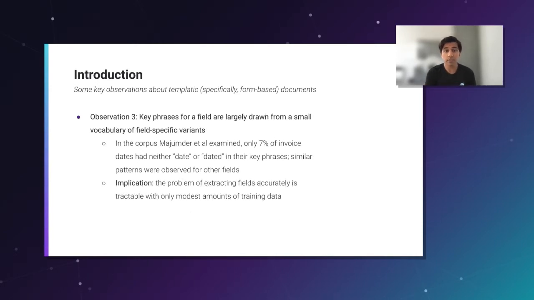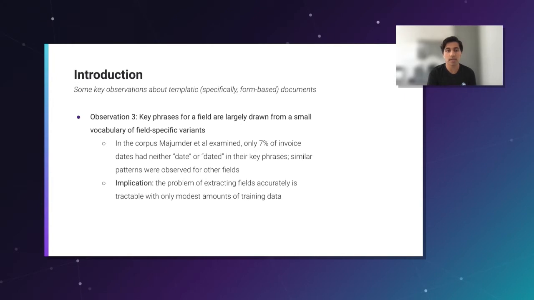And the last observation is that key phrases for a field are largely drawn from small vocabularies of field-specific variants. What this means, and this is actually probably the most important observation, is that while it's hard to generalize to out-of-distribution templates, so if you look at a small subset of invoice templates, can we generalize out-of-distribution to different kinds of templates? The answer is almost always no, because it's very hard to know exactly, if we're looking at tables in our train set and we're looking at paragraphs in our test set, how might we understand that? This observation says that the things that do generalize are key phrases for the field.